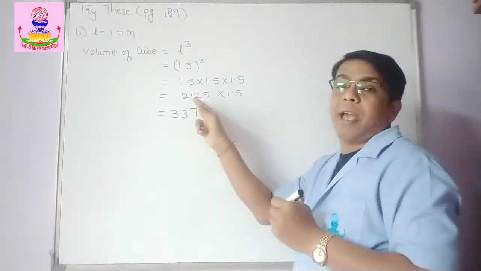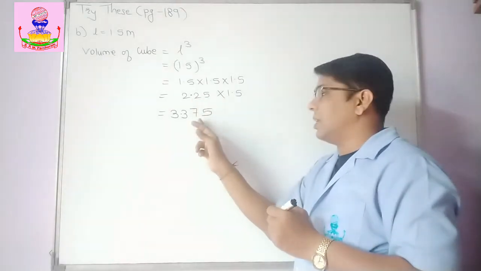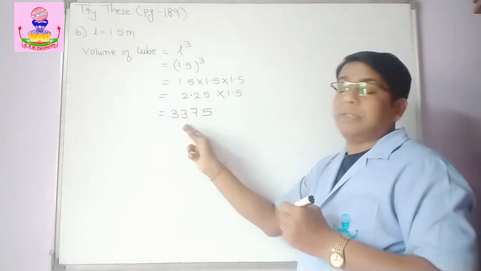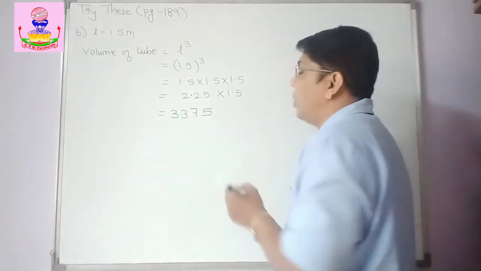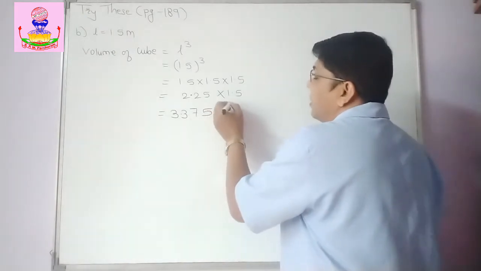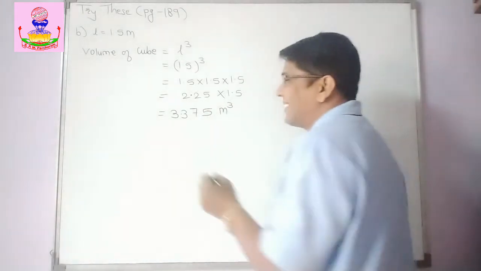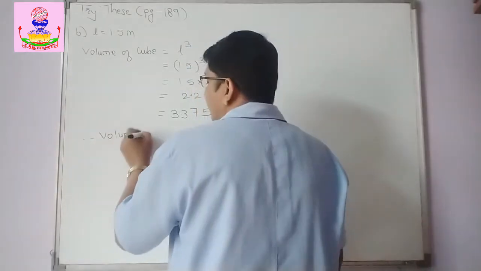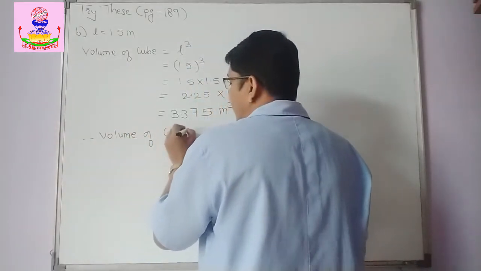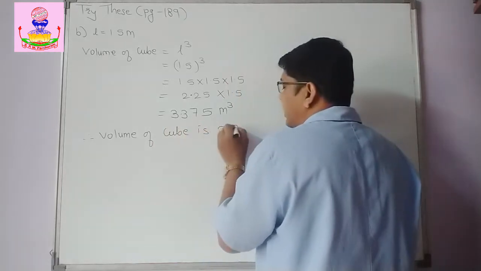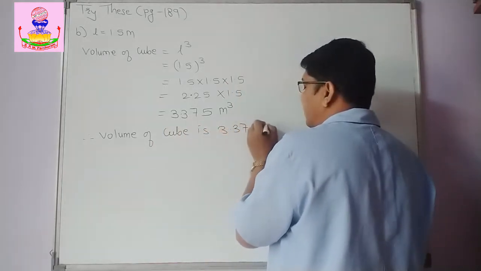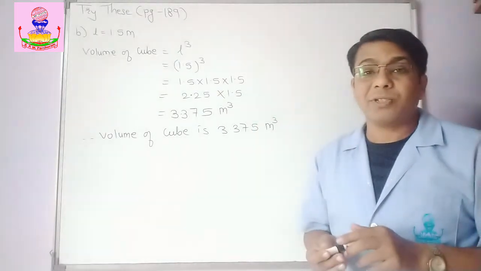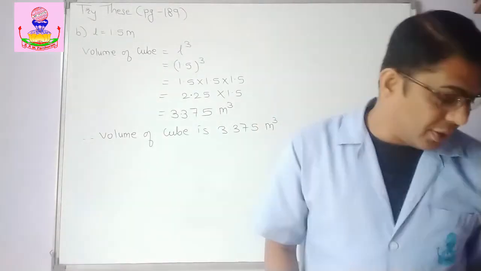You can check it again. 15 5 is 75. 7 carry on. 15 2 is 30 plus 7, 37. 3 carry on. 15 2 is 30. 30 plus 3, 33. So 3.375 cubic meters. Okay. So therefore volume of cube is 3.375 cubic meters. Okay. So first one solve as homework.